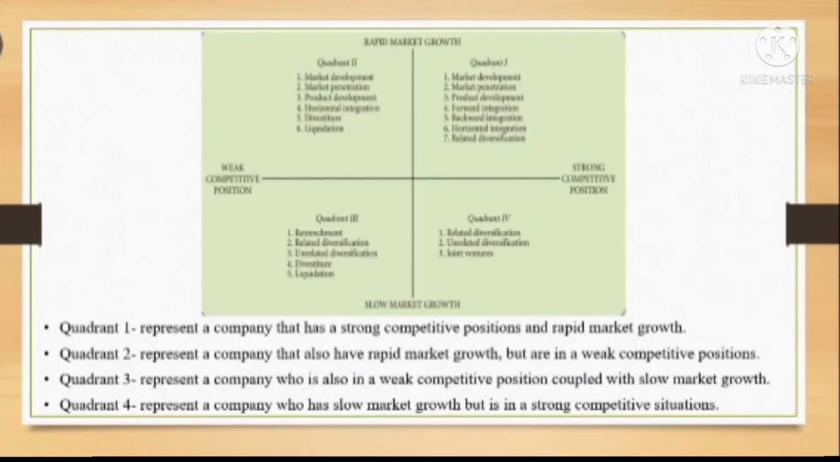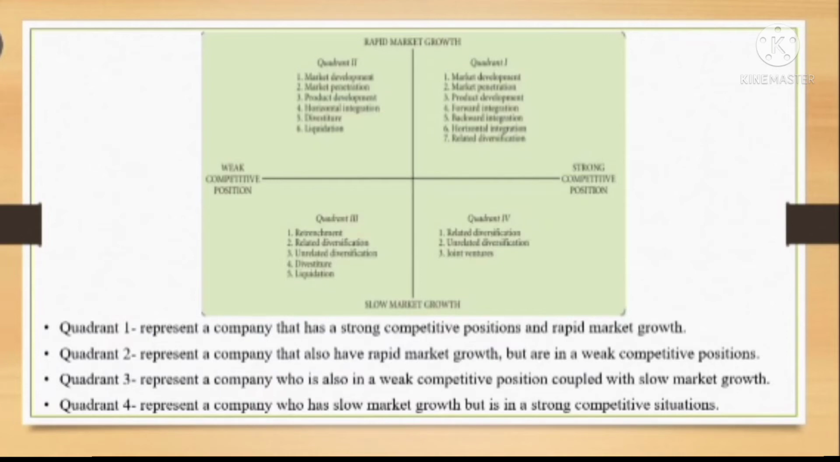Quadrant 1 represents the company that has a strong competitive position and rapid market growth. So yung quadrant 1, mapapansin natin, nakapwesto siya sa rapid market growth and strong competitive position. Meron silang excellent strategic positions from active and fast growth in the market, and also meron silang strong position relative to the competition. So yung companies nila ay nakafocus sa kanilang business operation.